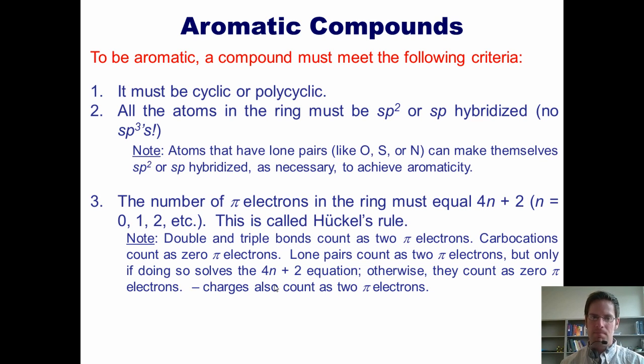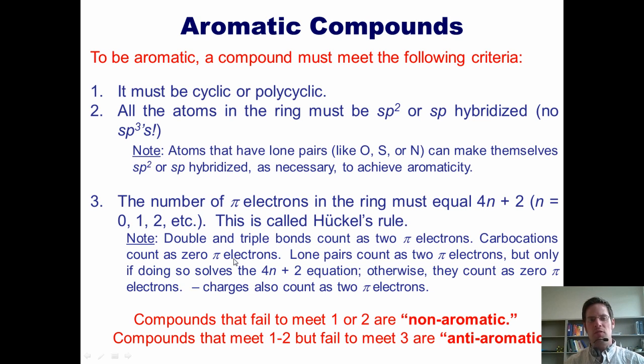achieve aromaticity. 3. The number of pi electrons in the ring must be equal to 4n plus 2. This is called Huckel's rule. Now note, double and triple bonds only count as 2 pi electrons. Carbocations count as 0 pi electrons. Lone pairs count as 2 pi electrons, but only if doing so solves the 4n plus 2 equation. Otherwise, they count as 0. And negative charges also count as 2 pi electrons.